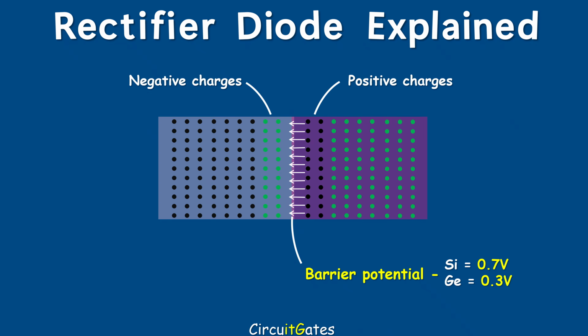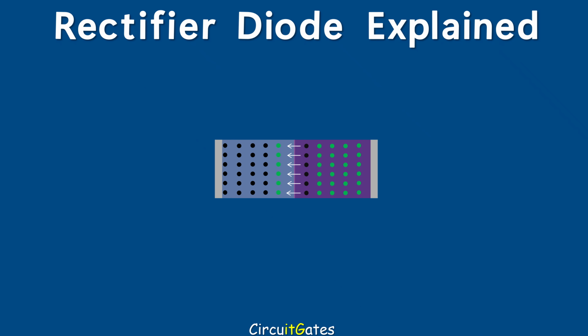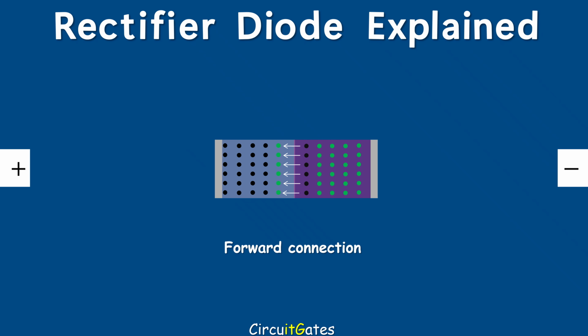The structure of a diode makes it conduct, or allows current to pass through it, in only one direction, that is the forward direction. To connect a diode in the forward direction, the negative side of the battery is connected to the n-type material, and the positive is connected to the p-type material. And also, for a diode to conduct, the supply voltage must be above or equal to the barrier potential.